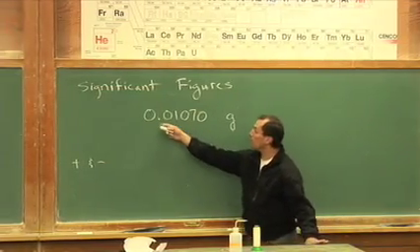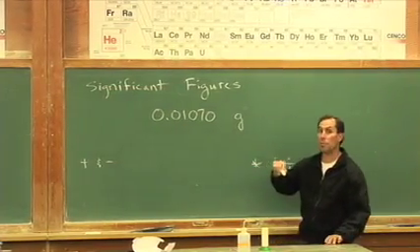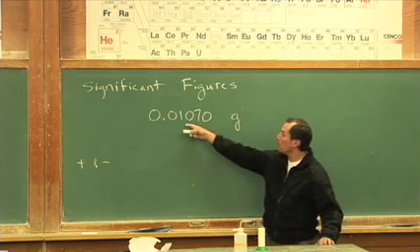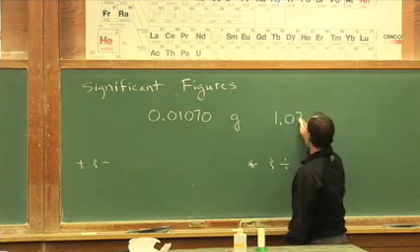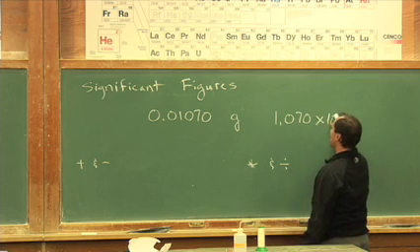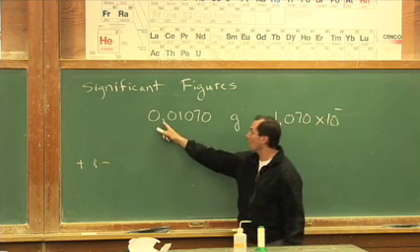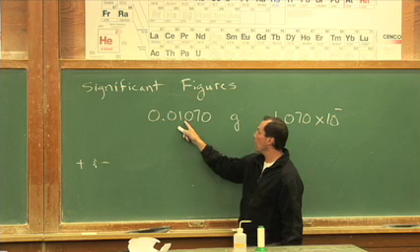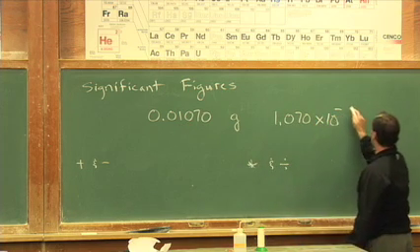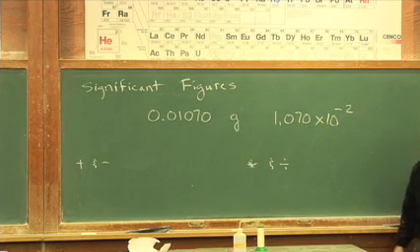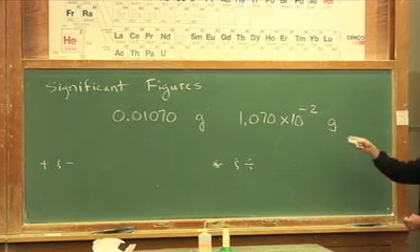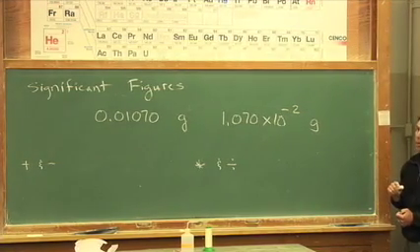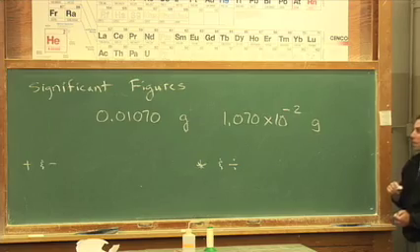Zeros on the left are not significant. They're simply placeholders. You can go ahead and change this number into scientific notation. 1.070 times 10 to the negative. We're moving the decimal place to the right 2 times, 10 to the negative second. I need to still include my units of grams there, and the zeros on the left have disappeared. We call them placeholders. They're not significant.